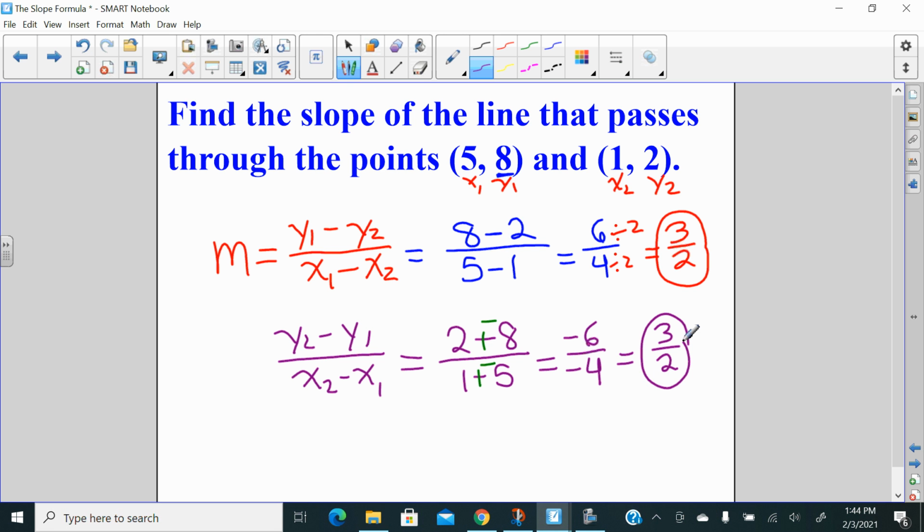So nobody needs to stress out over which one goes first. You just have to be aware that if you do the y1 minus y2 on top, you got to do the same thing on the bottom. Sometimes I'll even draw it out on my paper, let myself know, oh, I did y1 minus y2, therefore I have to do x1 minus x2. So those are some options to keep everything straight.